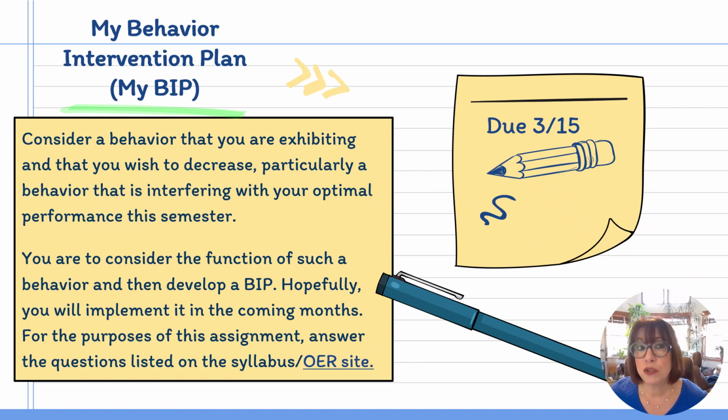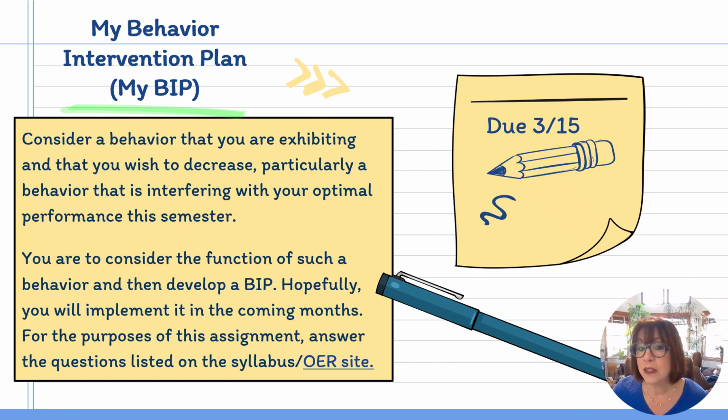You will have two papers in this course. The first paper, my intervention plan, my BIP paper, will be based on a behavior that you are exhibiting and that you wish to decrease, particularly a behavior that is interfering with your optimal performance this semester.